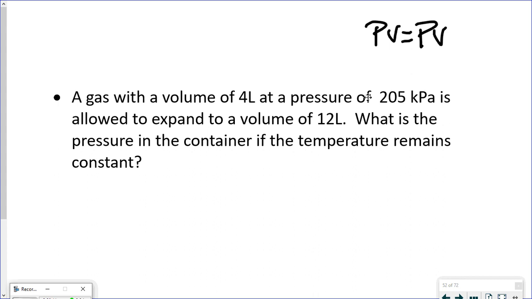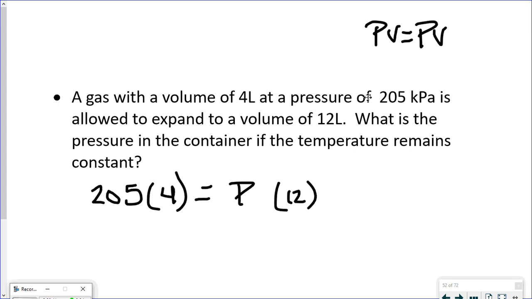So yet again, figure out what needs to be paired together. So we have a gas at a volume of 4 liters and pressure of 205 kPa, so those will go on the same side together. And then that's allowed to expand to a volume of 12 liters, and we're looking for the pressure.